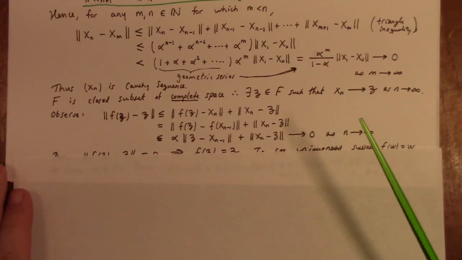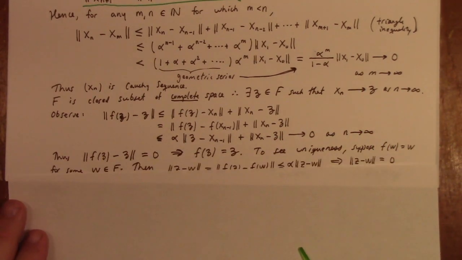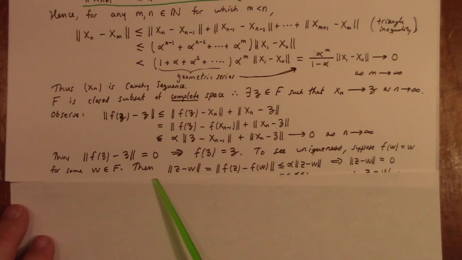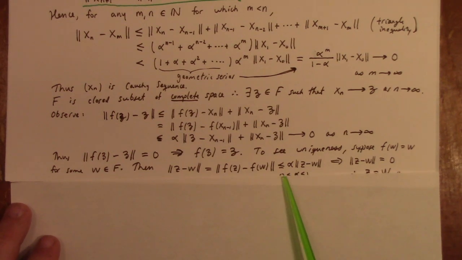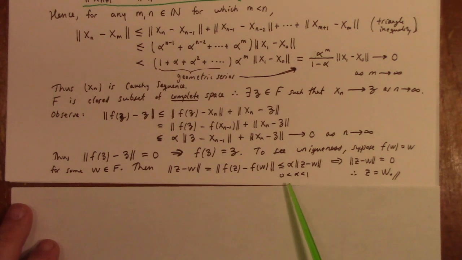So suppose f of w equals w for some w, and f, then notice that the norm of z minus w is the norm of f of z minus f of w, which is by the contraction property less than or equal to alpha times the norm of z minus w, for some alpha between 0 and 1. The only way you can have this is if the norm of z minus w is equal to 0, right?